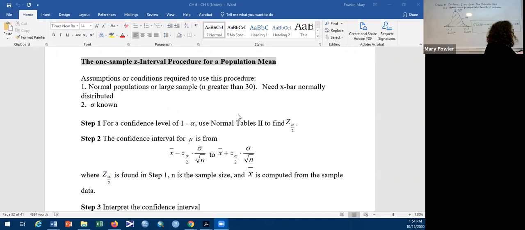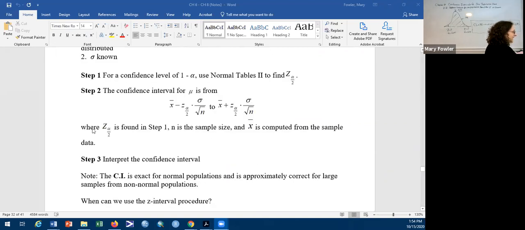So the first step is to calculate the z sub alpha over 2. And then the second step is to put it in this formula. And then the third step is to interpret the confidence interval. So those are the two red statements in the notes that we had just looked through.